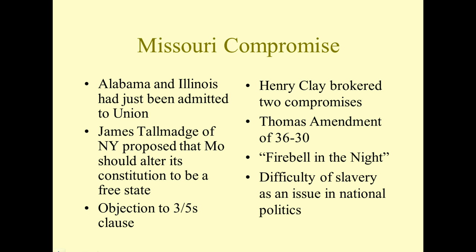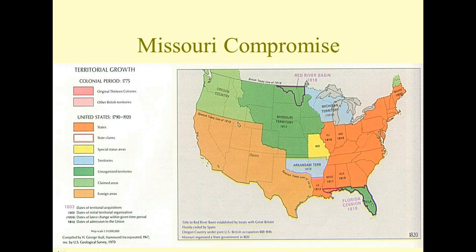Again, talking about slavery as an issue in the national political scene, and it's going to continue for many, many years to come. As you can see here, this is what was decided: that Missouri and Maine would be added as a free and a slave state, keeping the balance in the Senate equal, even though there were more representatives in the House. As long as the Senate was balanced, everything would be fine.